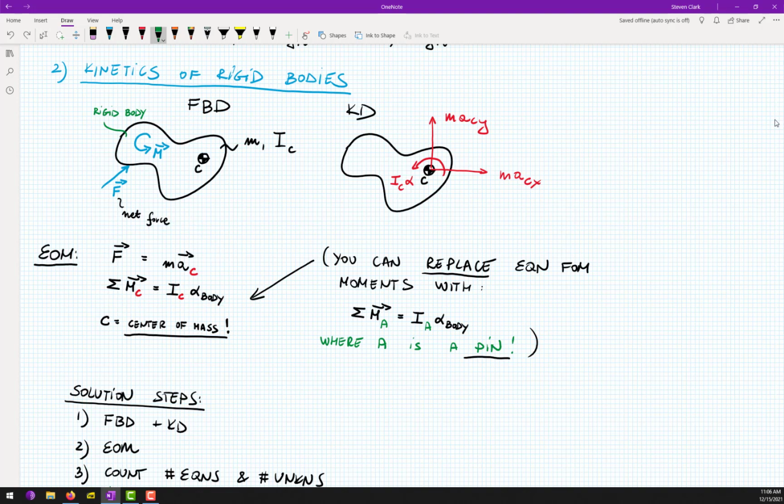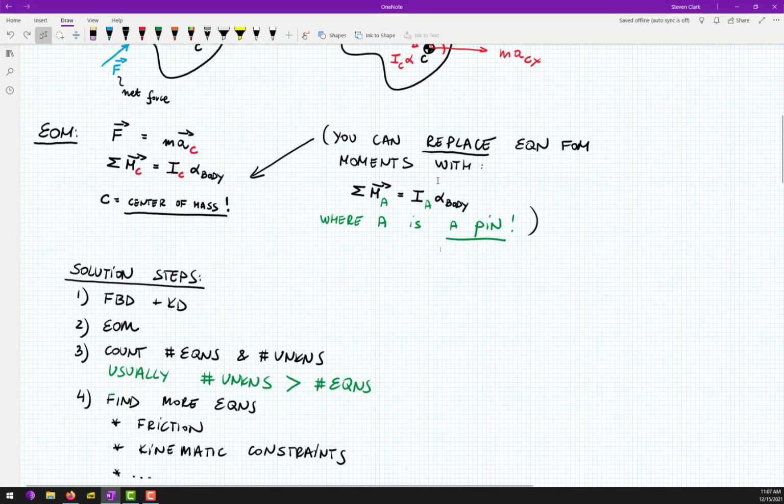However, if you locate a pin in the system, oh, sorry. Then you can replace these equations. I'm going to erase it. You can replace this equation with this equation. Sum of moments about this pin is equal to IA alpha body. Okay, don't use these 2 equations together. Go for either this one or that one. Okay, that's that when it comes to theory behind kinetics of rigid bodies.